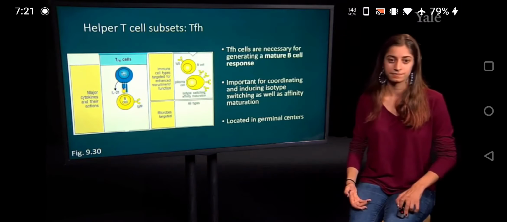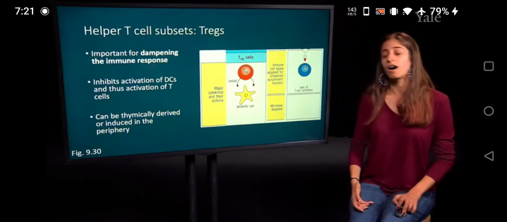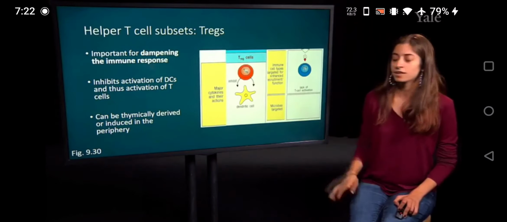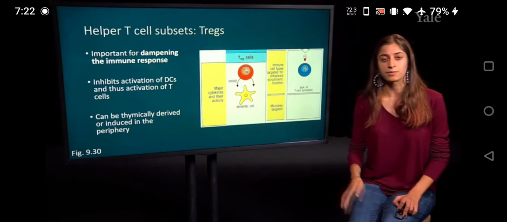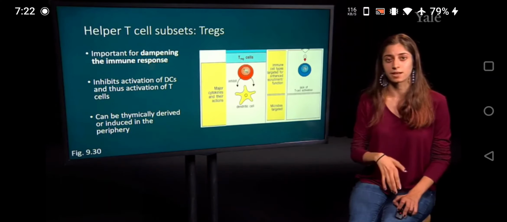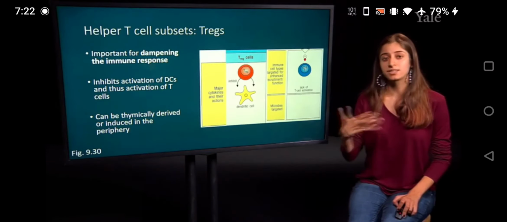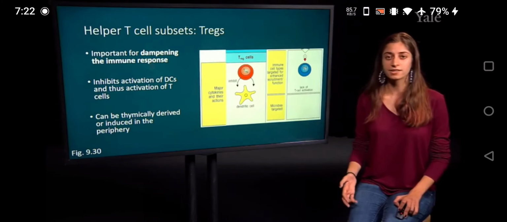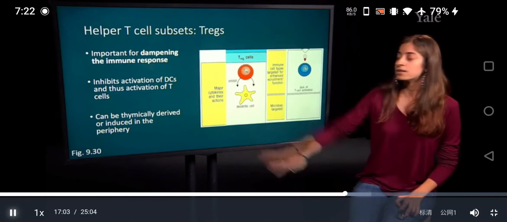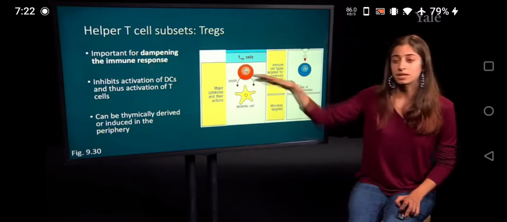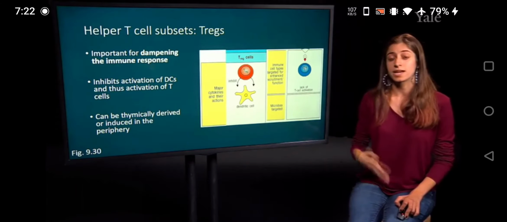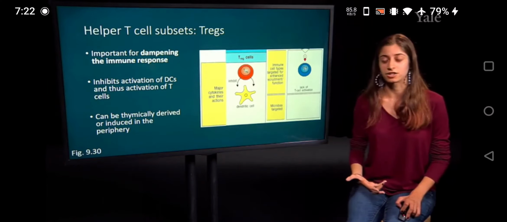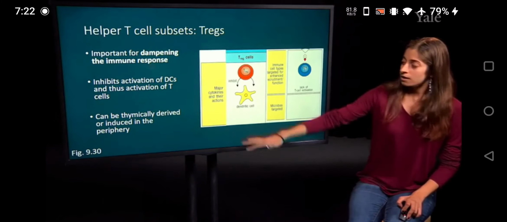Our final helper T cell subset for today are T-Regs. T-Regs are also different from the other helper T cell subsets because they don't activate or further encourage an immune response. In fact, they do the opposite. T-Regs are important for dampening the immune response. They inhibit the activation of dendritic cells and thus the activation of T cells. They can also be thymically derived or induced in the periphery.